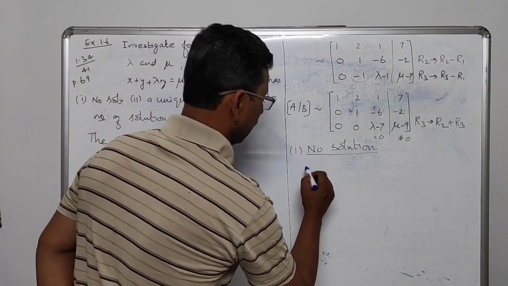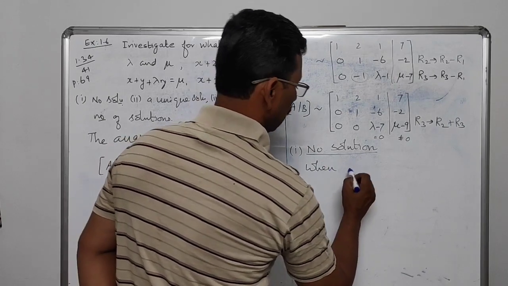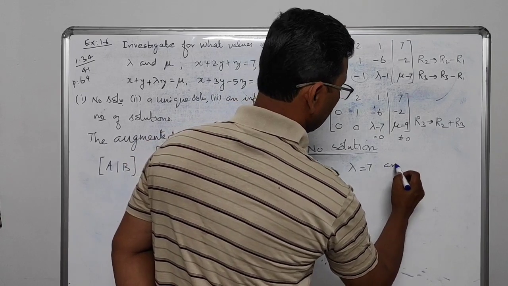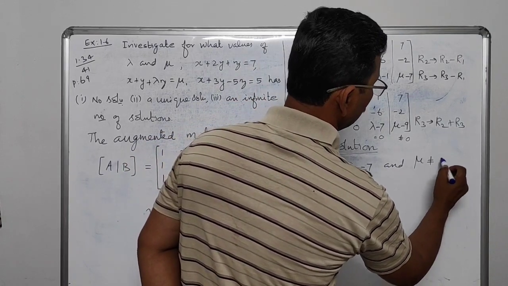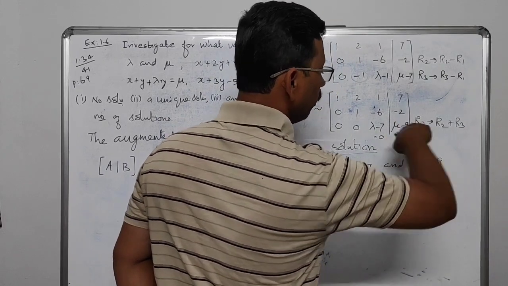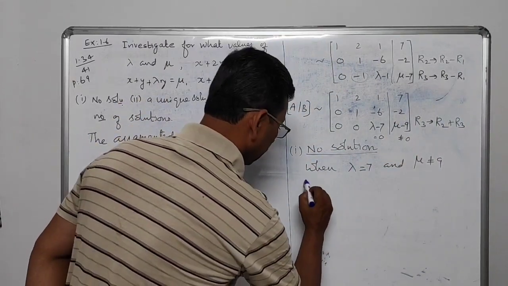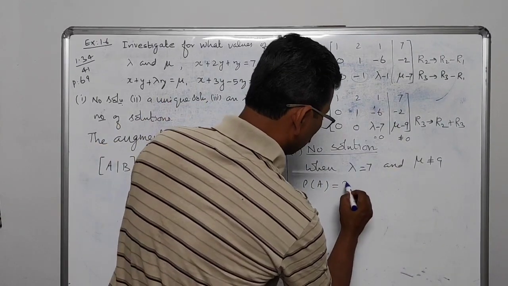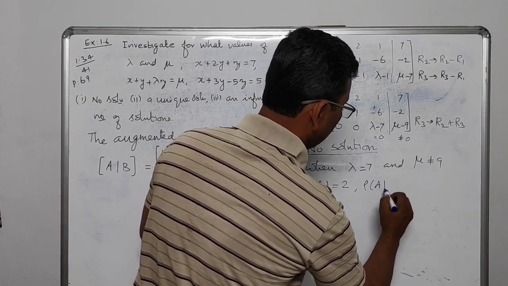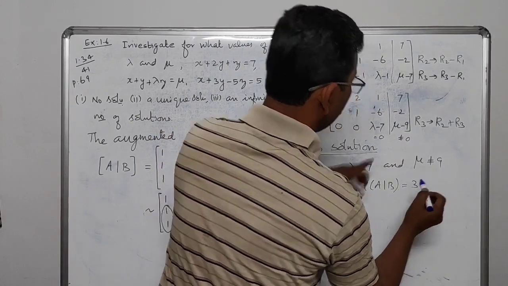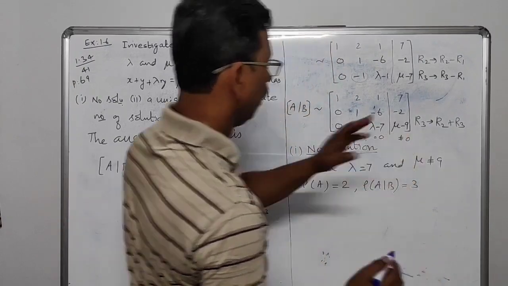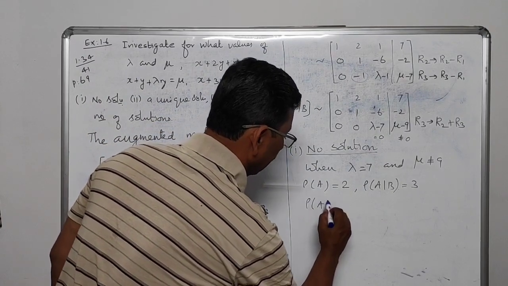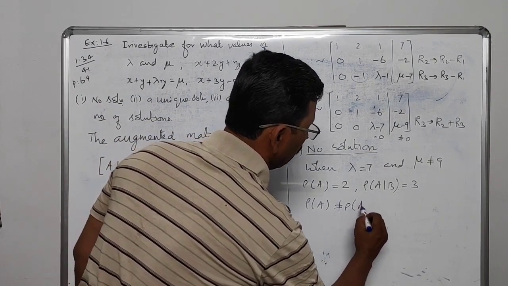Therefore, first you can write when lambda minus 7 equal to 0, means lambda equal to 7, and mu minus 9 not equal to 0, means mu not equal to 9. Then we can say the rank of A is equal to 2, and the rank of [A, B] will be equal to 3, since if it is not equal to 0, we have 3 non-zero rows. From this we can say the rank of A is not equal to the rank of [A, B].